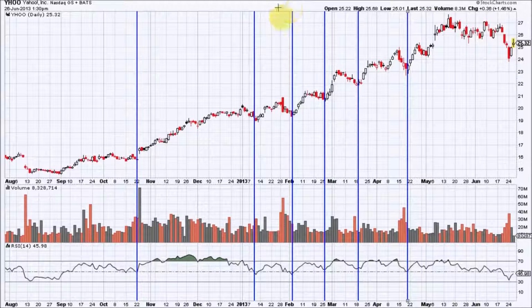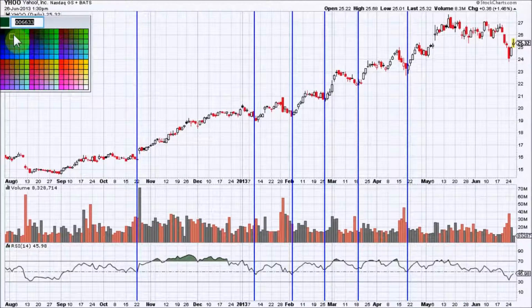Okay, let's take a look at divergences. This chart does not have any divergences, because the RSI is tracking the price action pretty well.